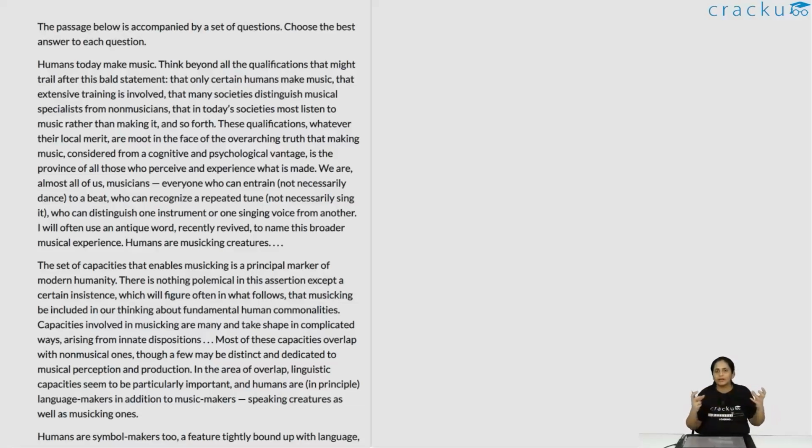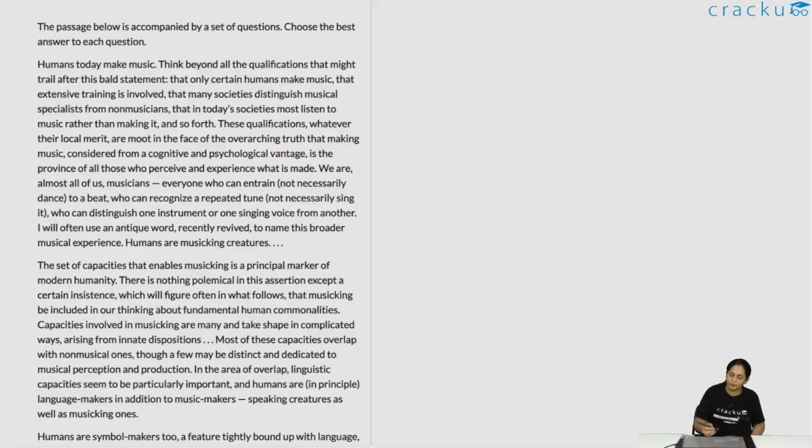If you quibble that everybody can't make music or dance to music, the author is saying, no. If I consider these to be the definitions of what it is to be a musician, everybody has this. And basically he says that instead of calling ourselves musicians, because that term has different connotations in current culture, I'll use the antiquated term musicking.